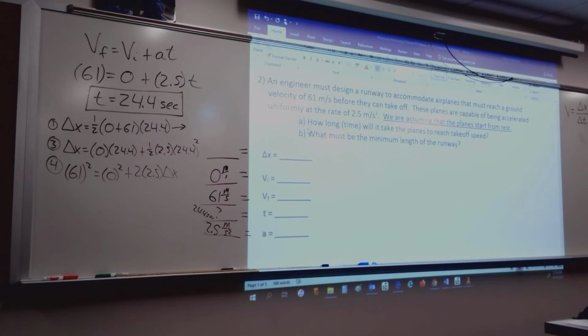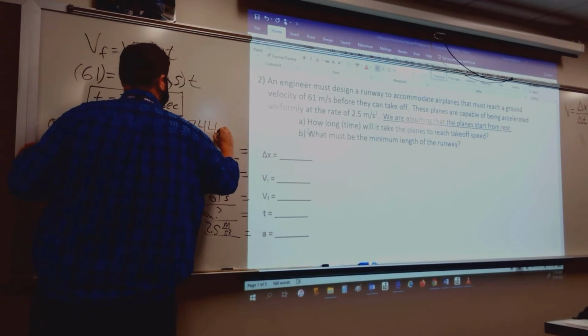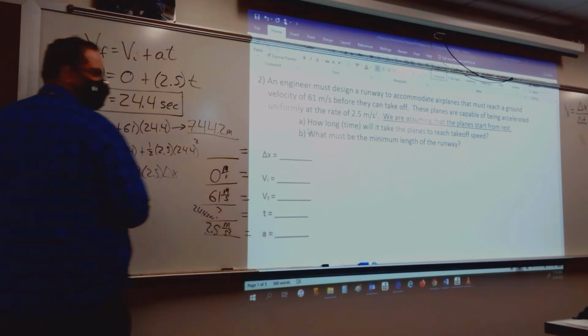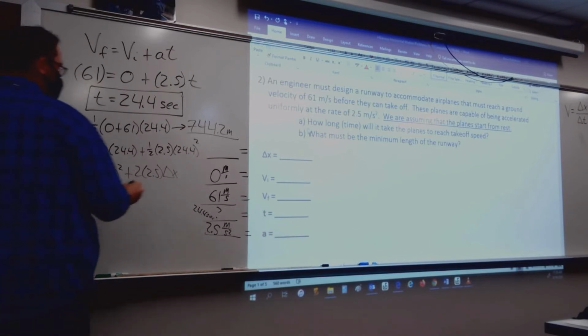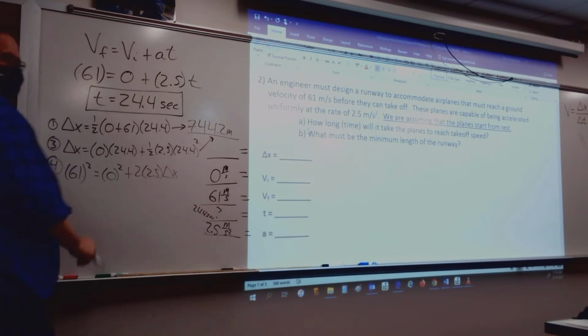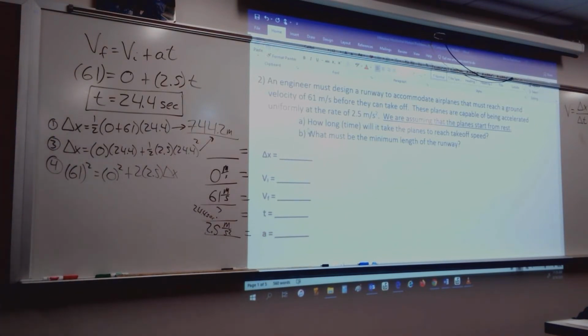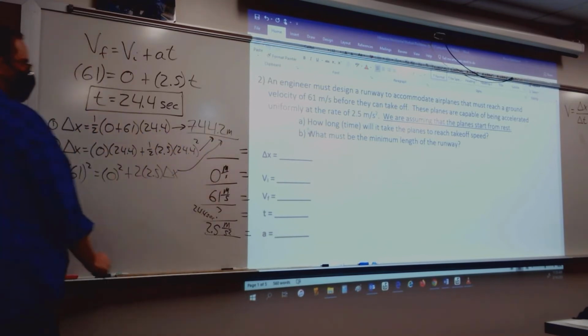Who used the first equation? What did you guys get? 744.2. I also got that. Anybody use the third equation? Probably not, because it's not fun. But if you use the third equation, you get 744.2 meters. You don't believe me? Solve yourself. And for the fourth equation, you also get 744.2 meters.